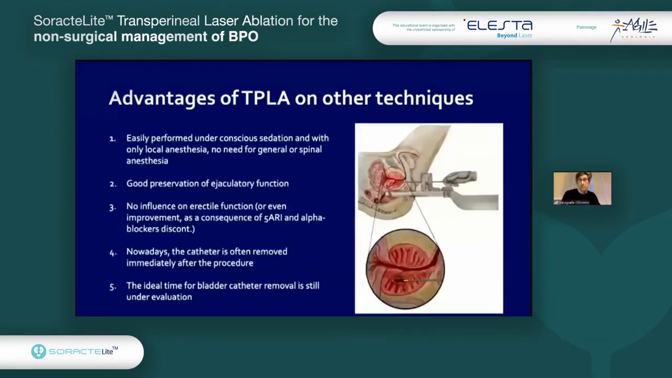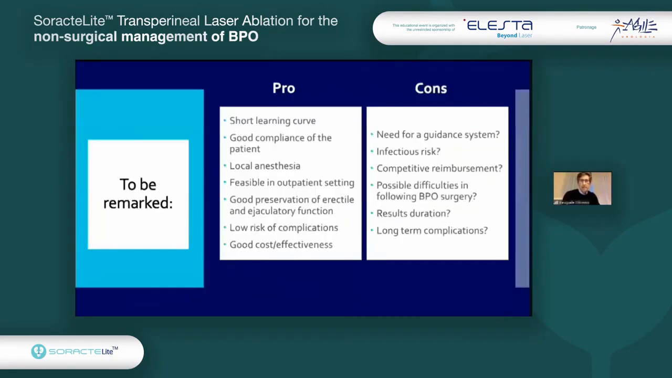It's performed under conscious sedation with local anesthesia, so there is no need for general or epidural anesthesia. There is good preservation of ejaculatory function, no influence on erectile function, probably even improvement, because you have to discontinue for 5 hours. The catheter is often removed after 1 or 2 days. Whether it is the right time is still under evaluation.